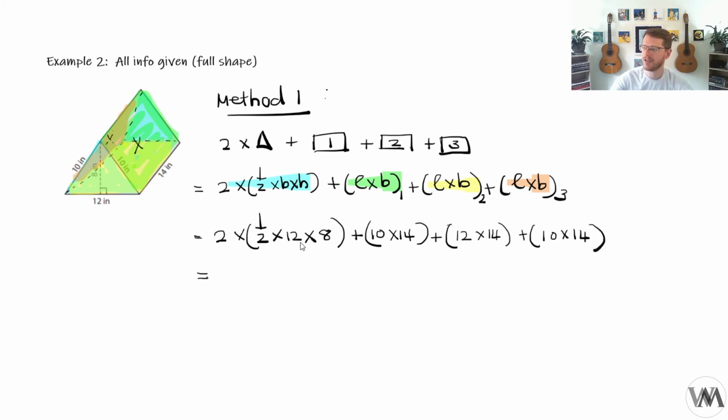12 times 8 will give me 96. Half of 96 will give me 48. And 2 times 48 will again give me 96.